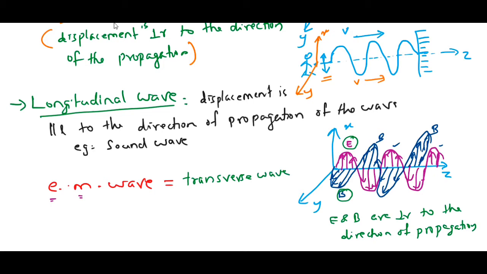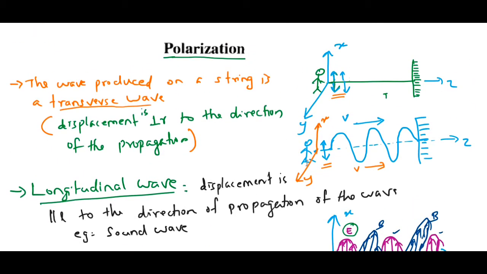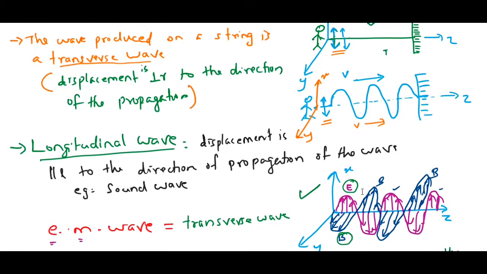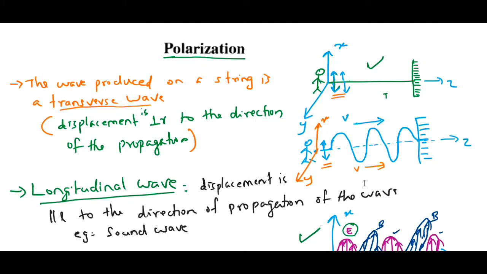Fine. Now, from these two cases of the transverse wave, that is in this case and also this electromagnetic case, the transverse wave occurs in two independent states of vibration. That state of vibration is called the polarization.